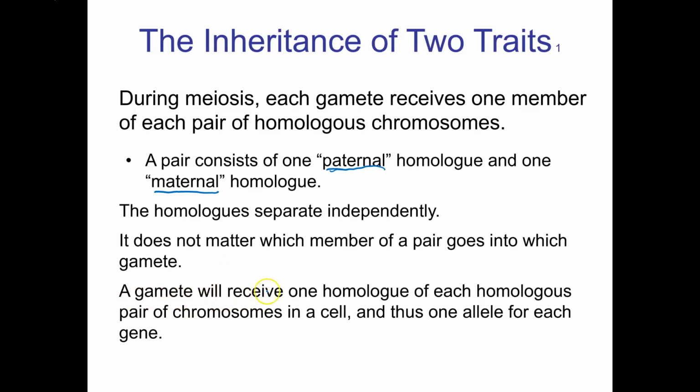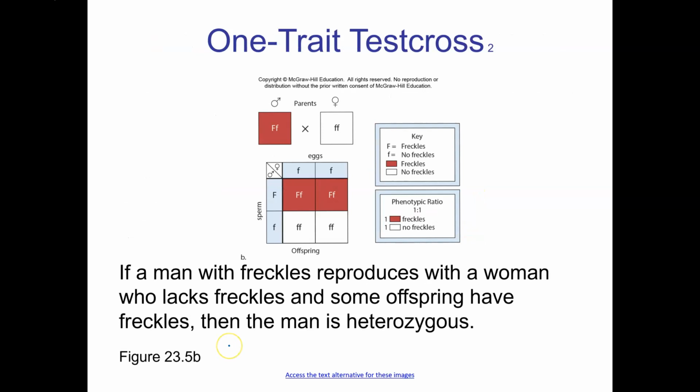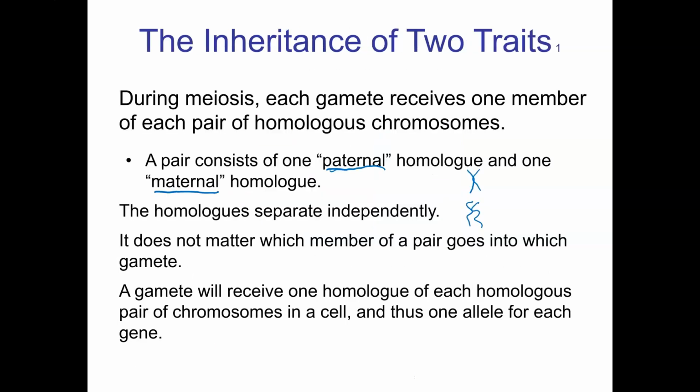And then a gamete will receive one homologue of each homologous pair of chromosomes, and thus one allele for each gene. So let me just draw what that looks like. We're drawing already duplicated chromosomes. There's one. And now I'm going to do the other one in red. Here's the other. These are already duplicated. So these are homologues here. These are homologues here.